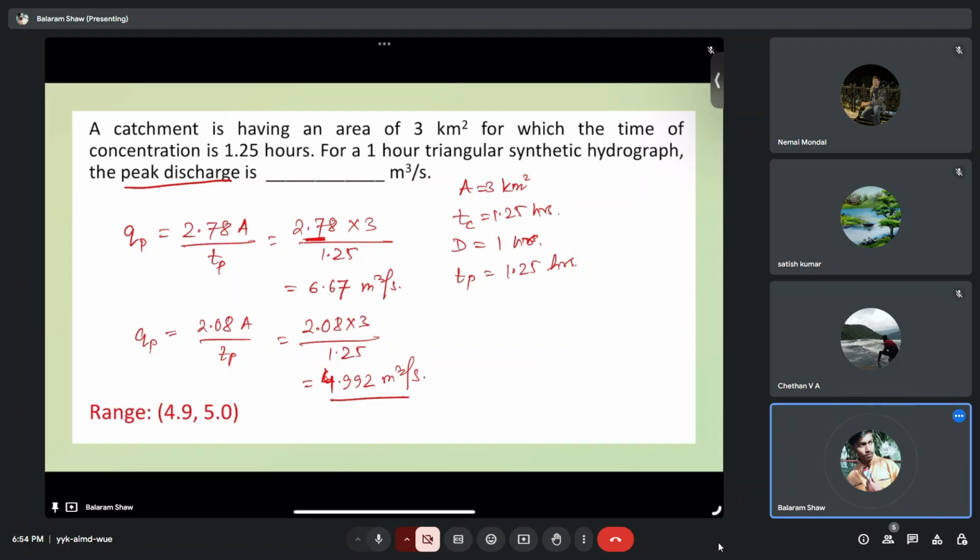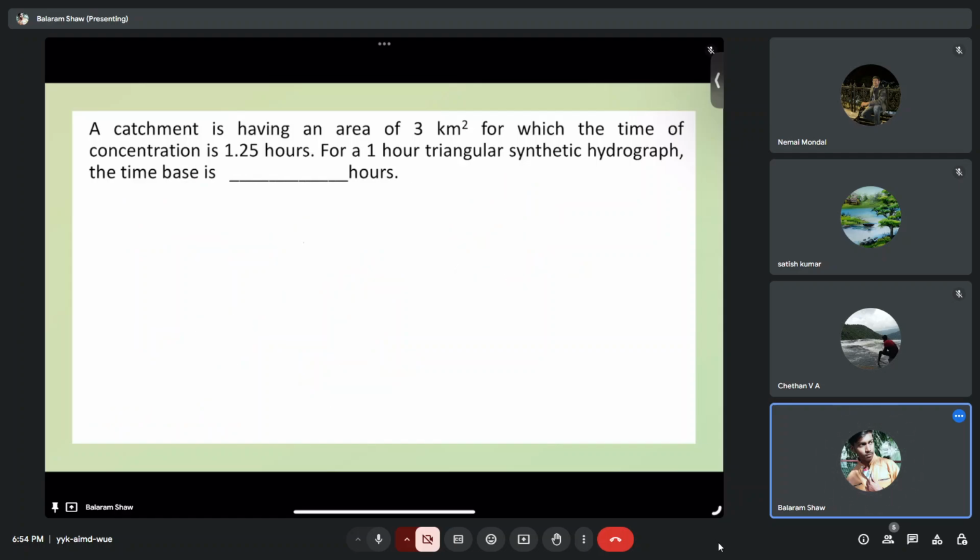Okay, if not, we'll move to the next question then. So the next question is, what is that? Okay. So a catchment is having an area of 3 kilometers square again. So again, the same data, just we need to find out the time base.